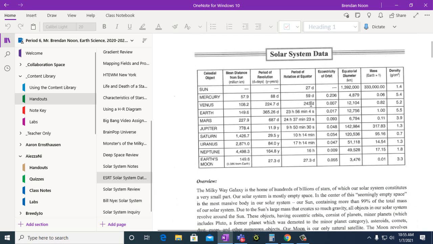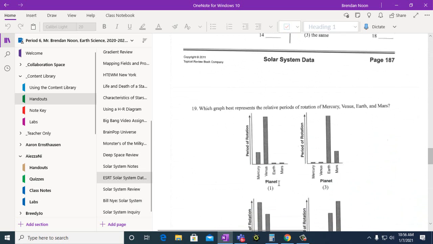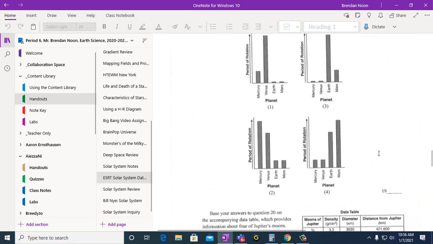But Venus is 243 days to turn once. Earth days, that is. One Venus day is 243 Earth days. So Venus is huge. Mercury is very big. And then these are just 24 hours, like one Earth day for both of those. So let's go back and look at this. 19. And we'll see. This is like one Earth day. Those are pretty much similar. And Venus is huge. So 1 is the correct answer for 19.